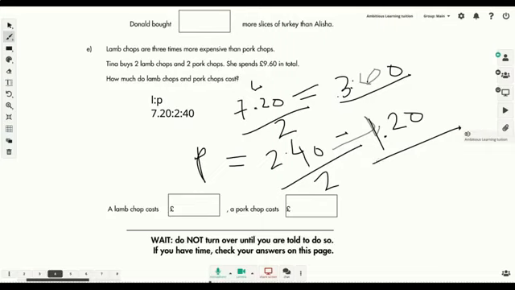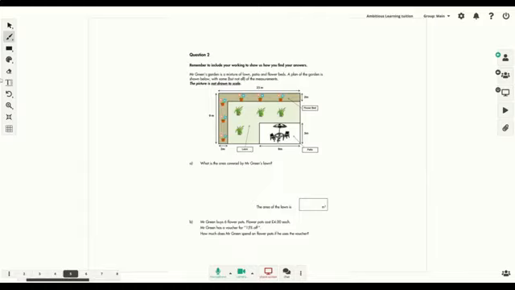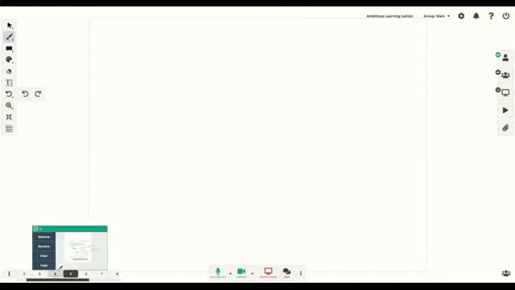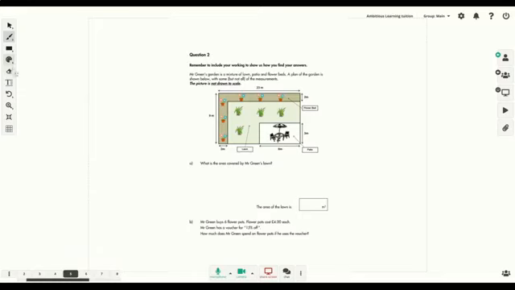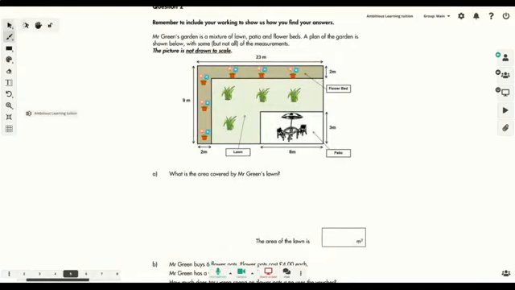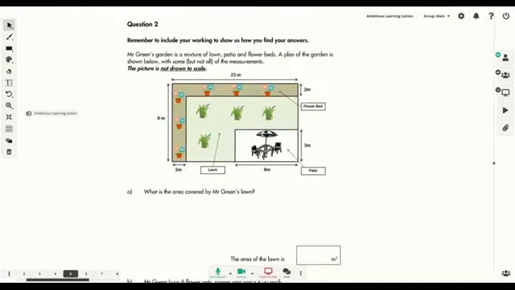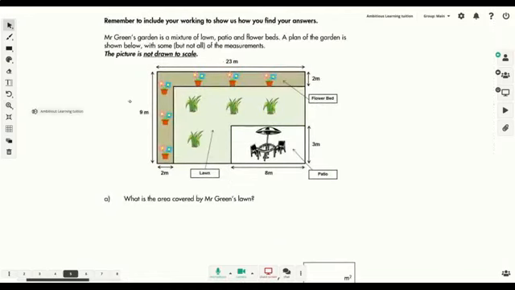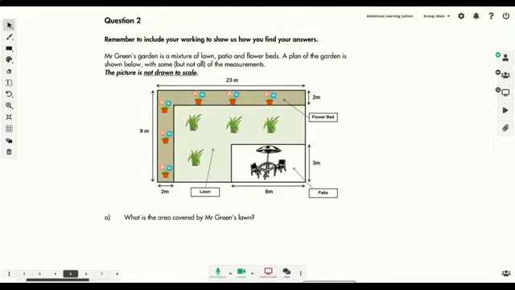But they have not asked you anything else. They're just asking you the cost of both of them. So you found the cost of both of them. So let's move on to the next one now. So let's zoom in for you guys. In this, they're asking you to show your working out.